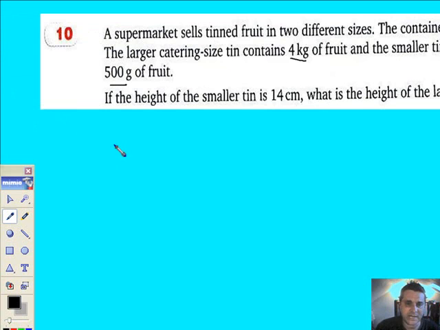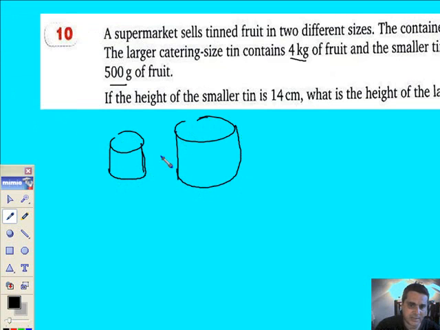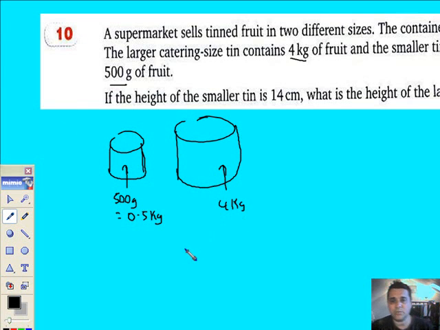So let's just draw the little containers. So let me pretend that they're tins. That's the baby one and that's the big mummy one. Alright, so what have we got here? This contains 500 grams, which is basically 0.5 kilograms, and this contains 4 kilograms, so we don't have any mixed units. Now that's all good, isn't it?